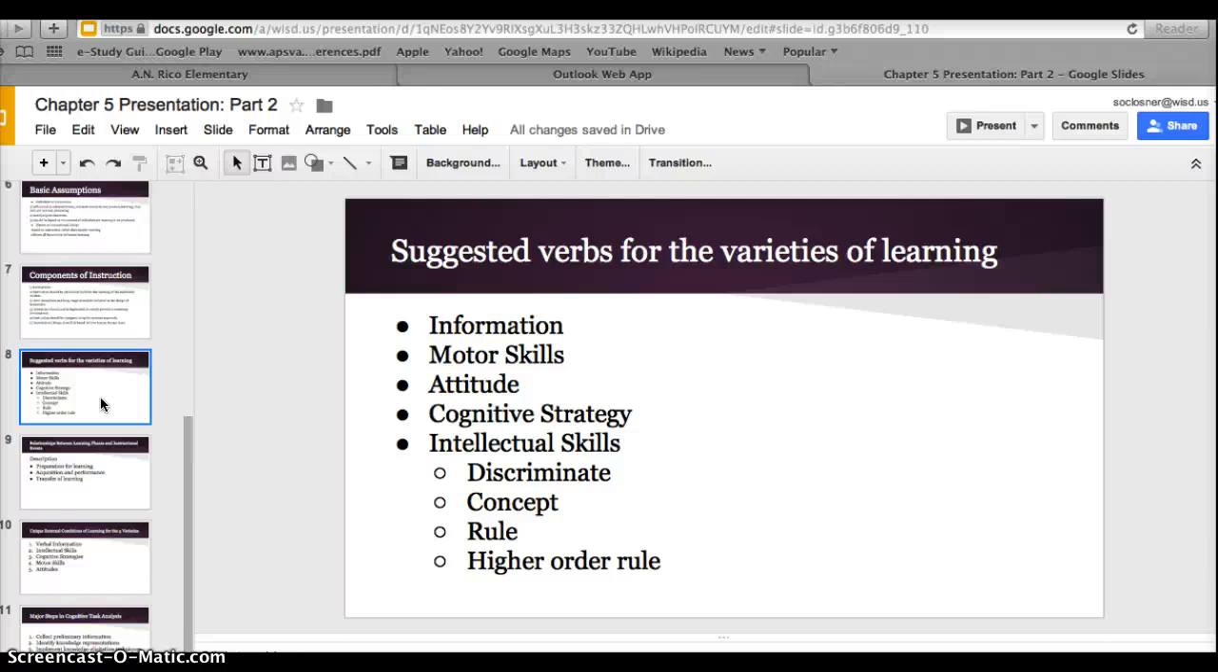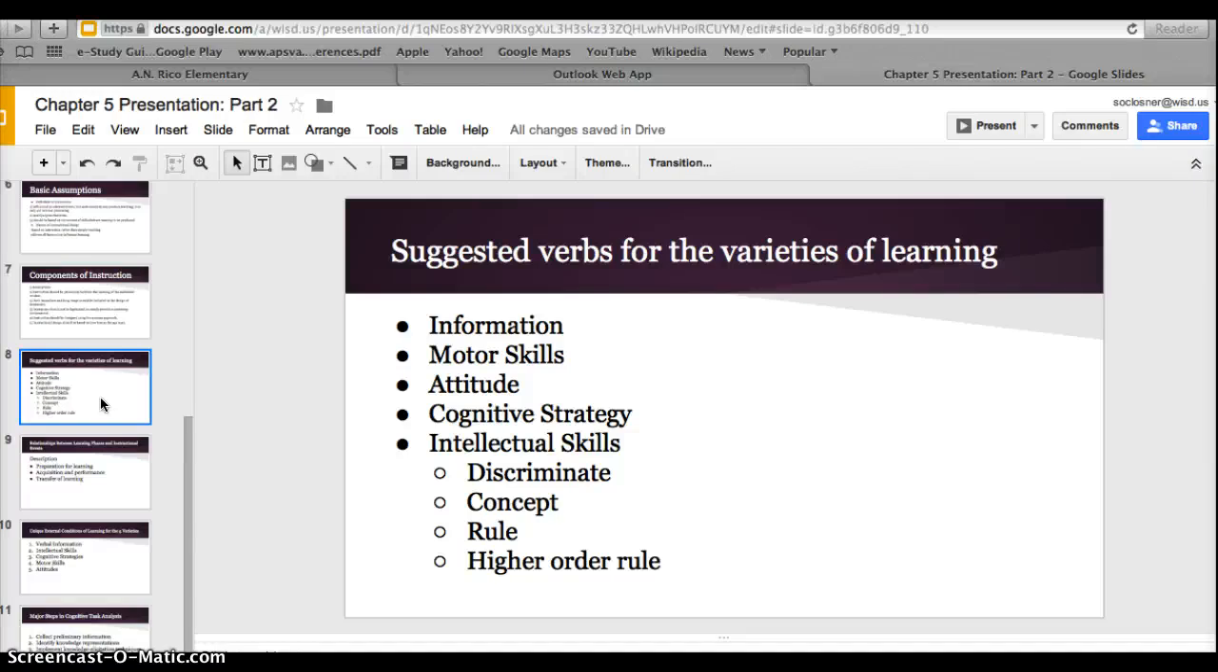Verbal information would include verbs such as state, define, recite, tell, declare. Motor skills would include verbs such as execute, perform, and carry out. Attitude would include verbs such as choose, prefer, elect, favor. Cognitive strategy would include adopt, create, and originate.